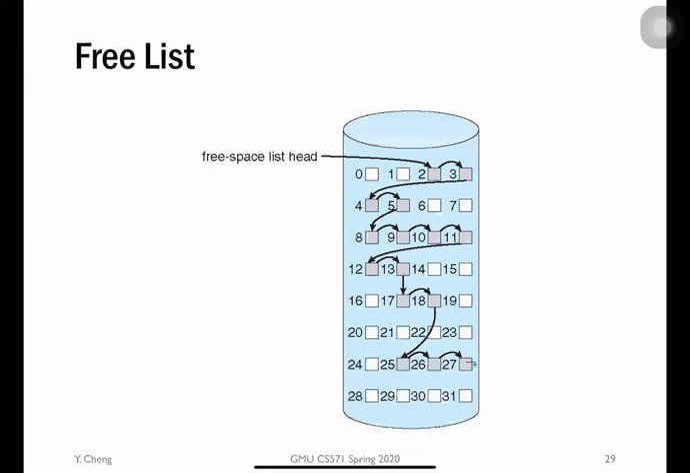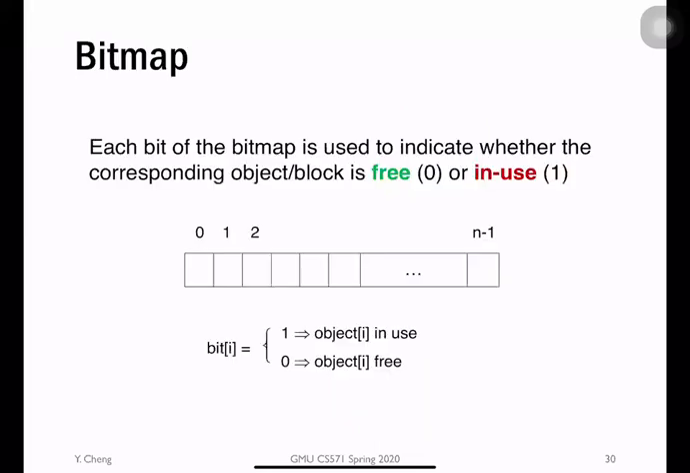So it seems like the free list is not that efficient a data structure for facilitating this kind of purpose. Okay, so next, the second type of approach is what is called a bitmap. As its name suggests, each bit of this bitmap data structure can be used to indicate whether the corresponding data object or data block is free or in use.